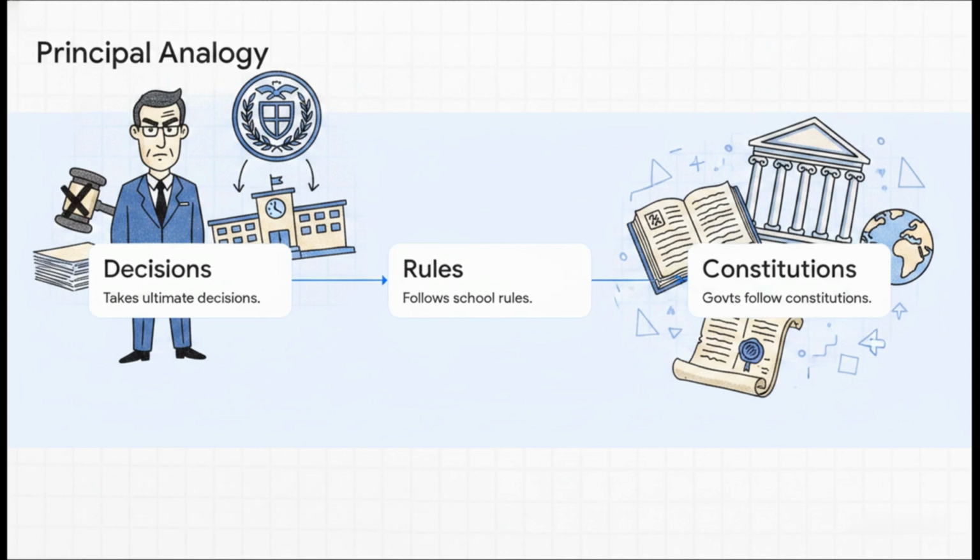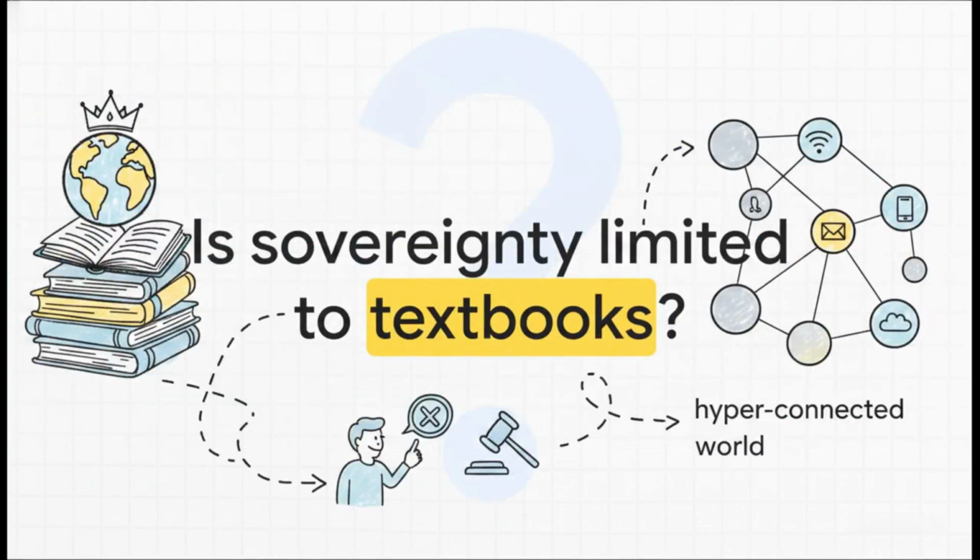This directly mirrors the state. Governments make incredibly powerful decisions every single day, but they still have to operate within the boundaries of their constitutions and international norms. Even the very top authorities operate within specific boundaries. Which brings us to a critical question. Does John Austin's idea of unchecked, absolute authority actually exist outside of textbooks in our modern, hyper-connected world? I mean, can any state truly claim to obey absolutely no one else today?